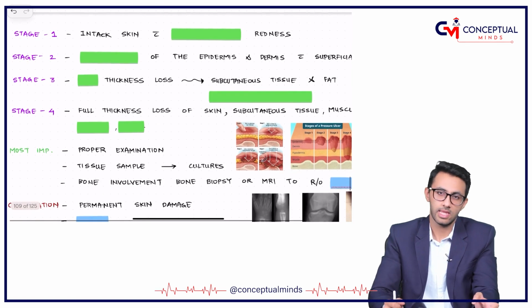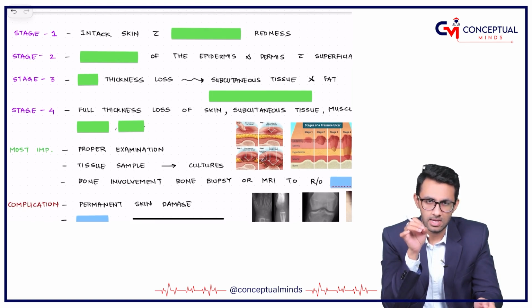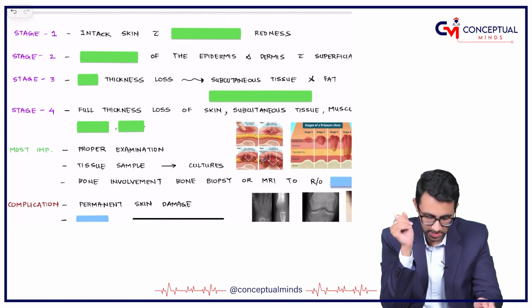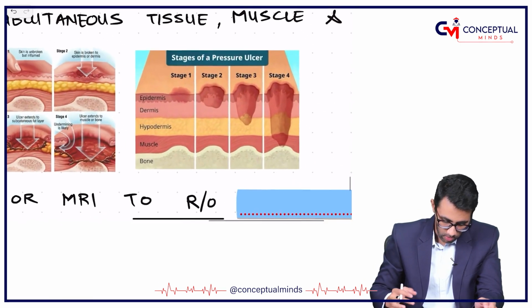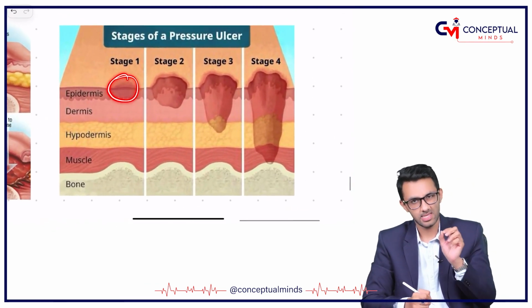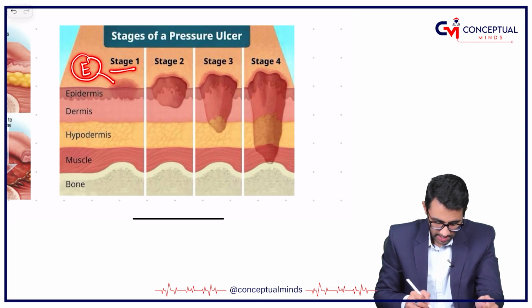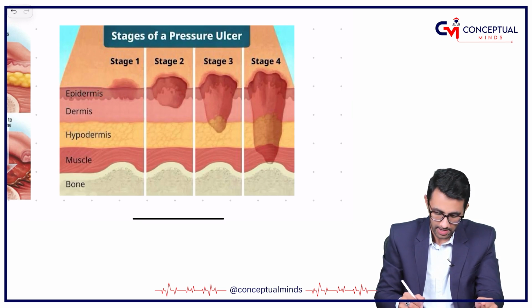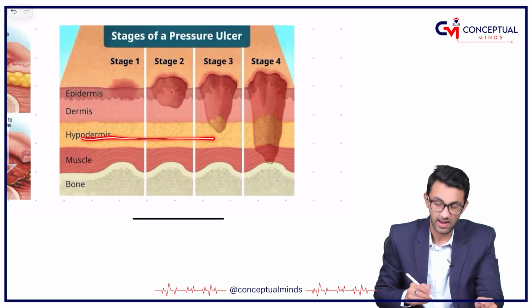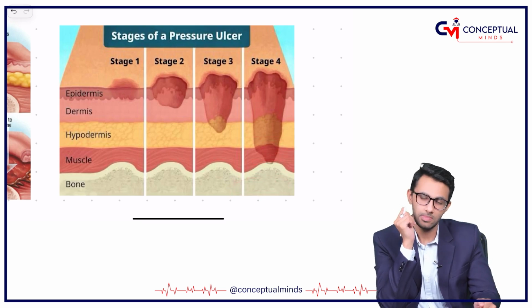This is what I was talking about, the staging. First of all we have intact skin with non-blanching erythematous areas. Okay, fine, we go on to these images straight up. Over here, just in the epidermis erythema will be there. This is stage 1. In stage 2 the dermis is involved. In stage 3 there is hypodermis, the fat layer, involved as well. Now in stage 4 you see there is involvement of bone and muscle.